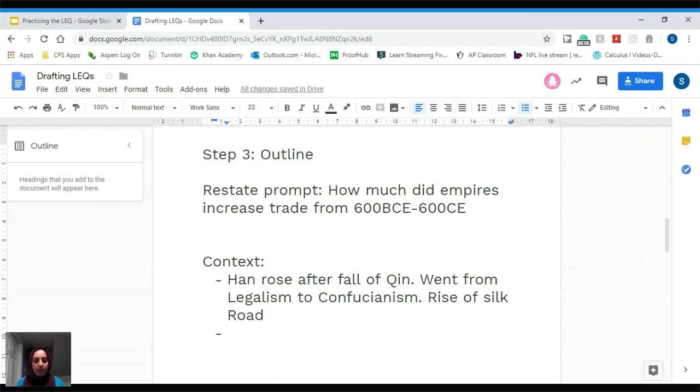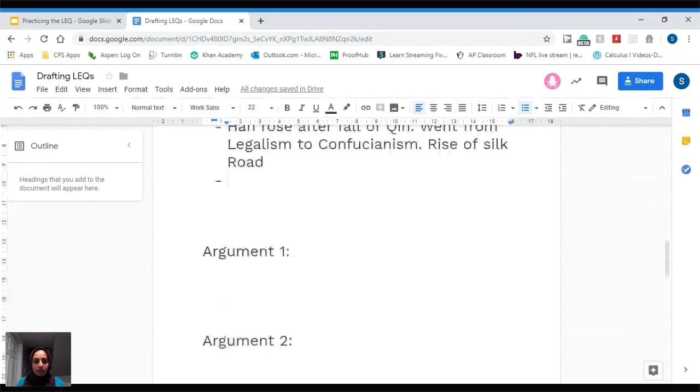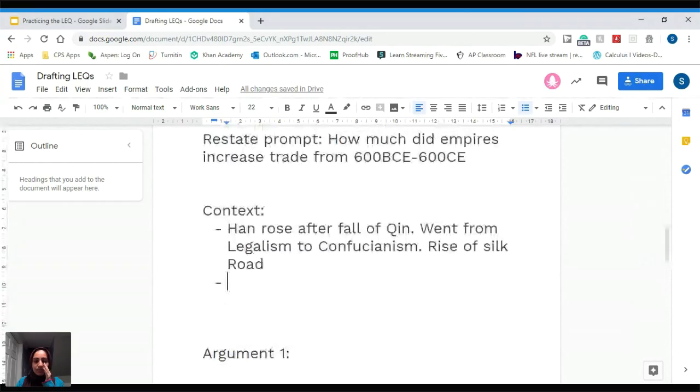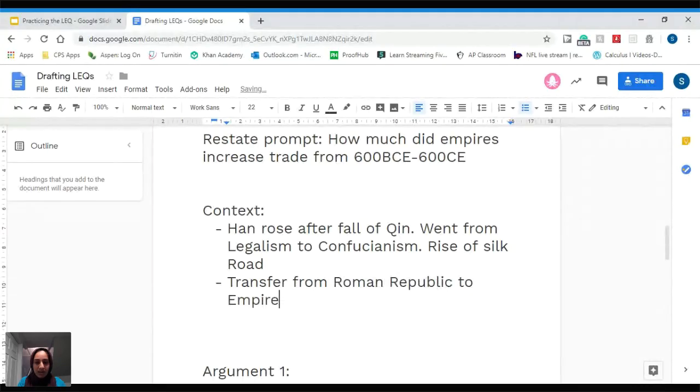What other empires could we talk about the rise of? Let's see, we have the Persian Empire and we have the Roman Empire. So we could say how the Persian Empire became big under Alexander the Great. We could talk about the Roman Empire, the transfer from Roman Republic to Empire, rise of Persian Empire under Alexander the Great.